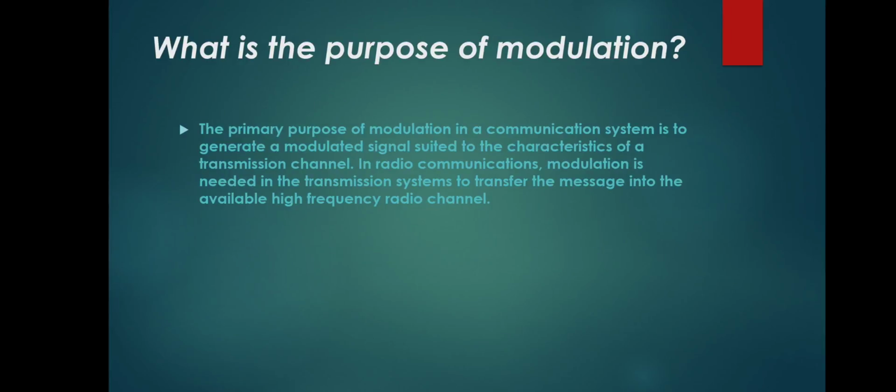What is the purpose of modulation? The primary purpose of modulation in a communication system is to generate a modulated signal suited to the characteristic of a transmission channel. In radio communication, modulation is needed in the transmission system to transfer the message into the available high frequency radio channel.